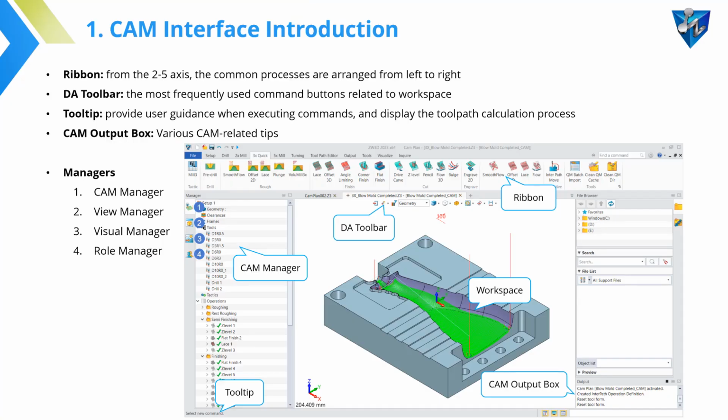As you can see, the CAM interface includes the ribbon, CAM manager, workspace, document aware toolbar, file browser, and at the bottom, the tooltip and output box. There are 4 managers: CAM manager, view manager, visual manager, and role manager. These 3 are the same as in the CAD environment, and the CAM manager is the most useful manager in the CAM environment.